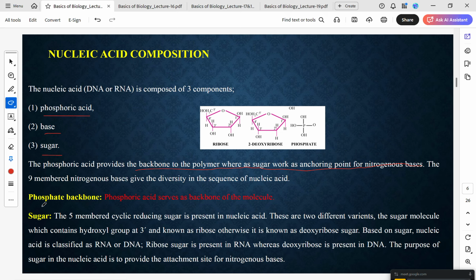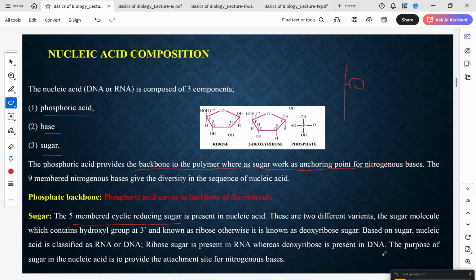Now, phosphate becomes the backbone. So there is a backbone of phosphate, there is sugar, and there are the nitrogenous bases. The sugar plus phosphoric acid act as the backbone essentially. So the sugar is a 5-membered cyclic reducing sugar which is present in nucleic acids.